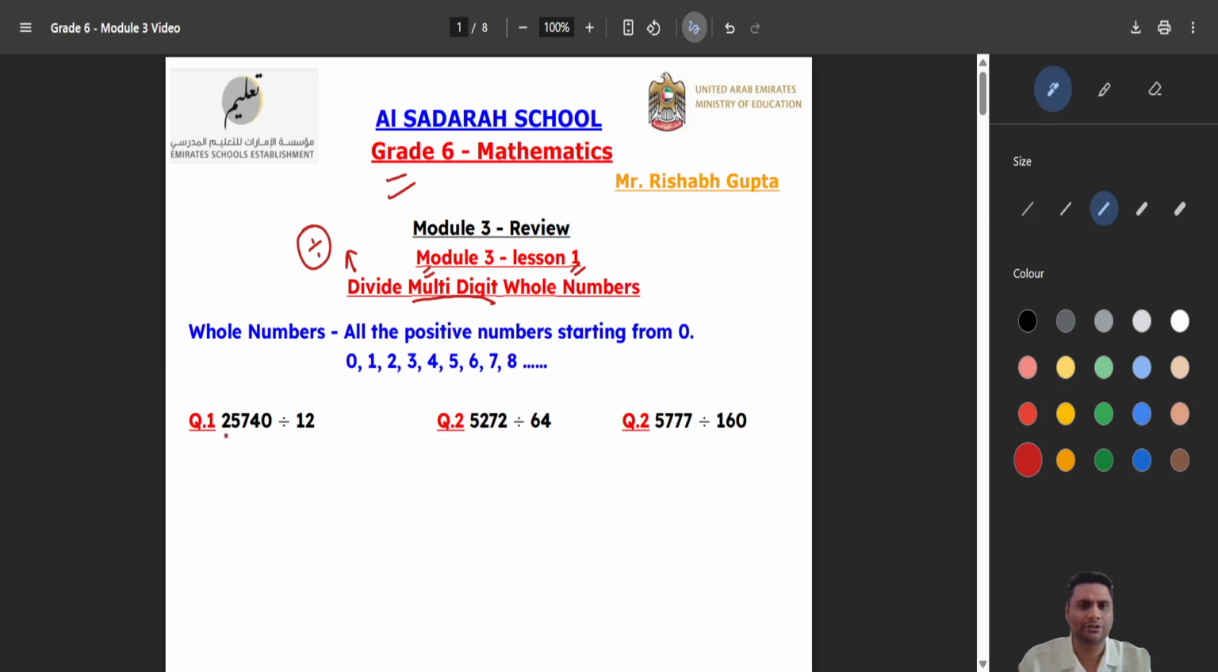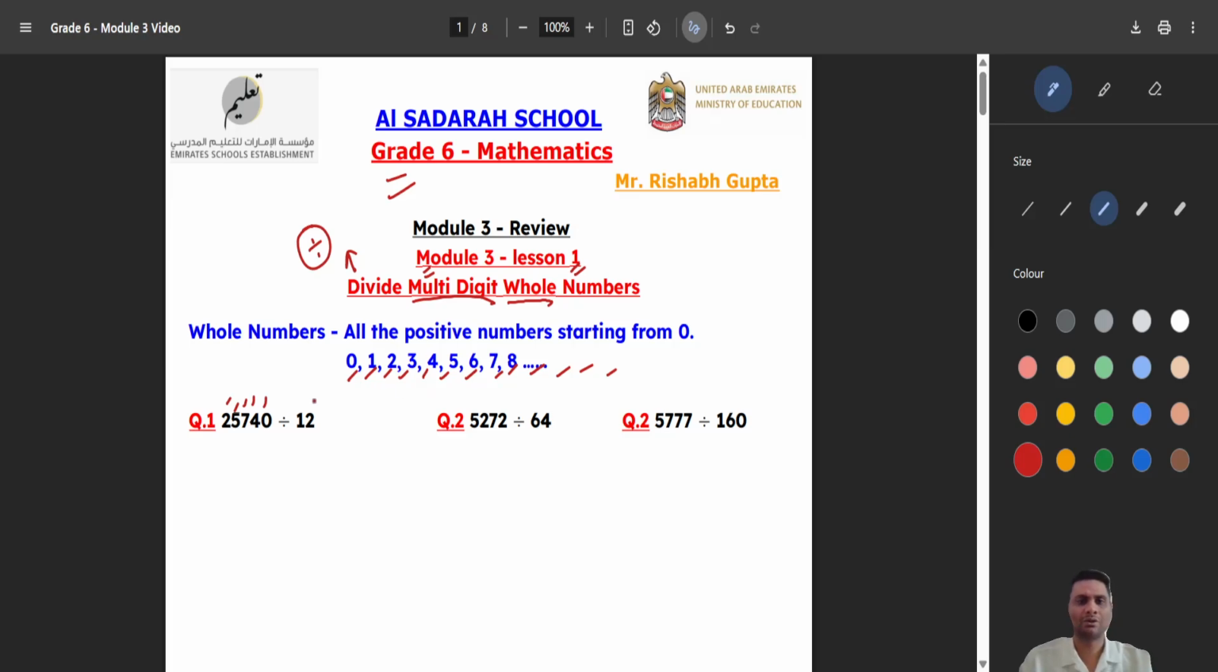For example, see 25,740. It has 5 digits here, right? So this is a multi-digit number. Now we need multi-digit whole numbers. Whole number यानी all the positive numbers starting with 0 without any decimal, without any fraction, यानी the whole number. Okay, so check the example 0, 1, 2, 3, 4, 5, 6, 7, 8, 9, 10, 11, 12 and so on. All these are whole numbers.